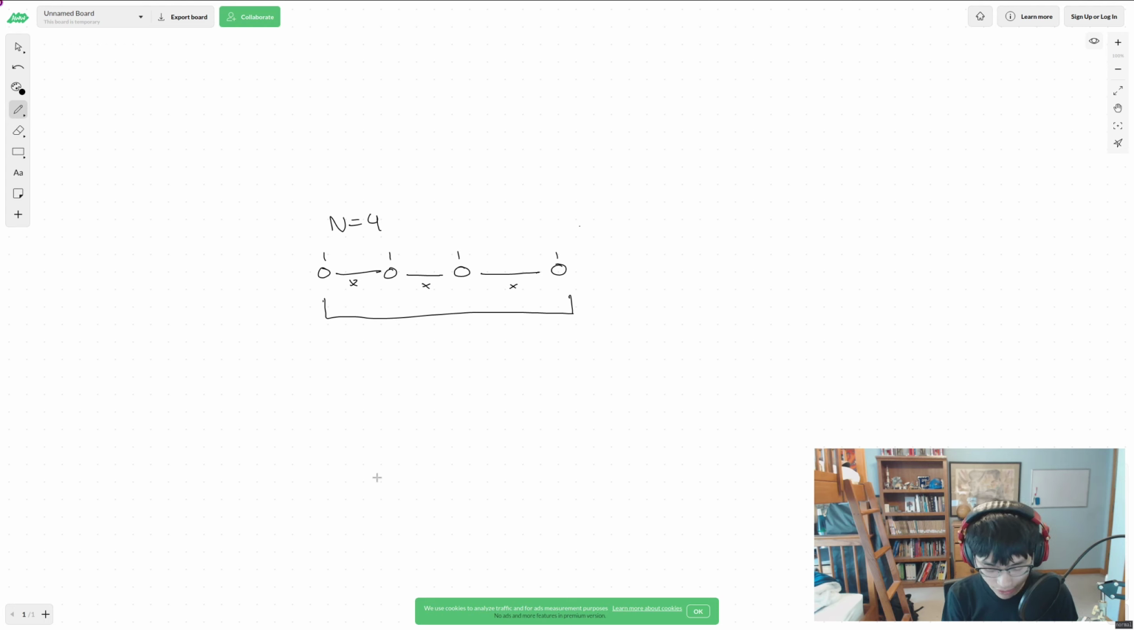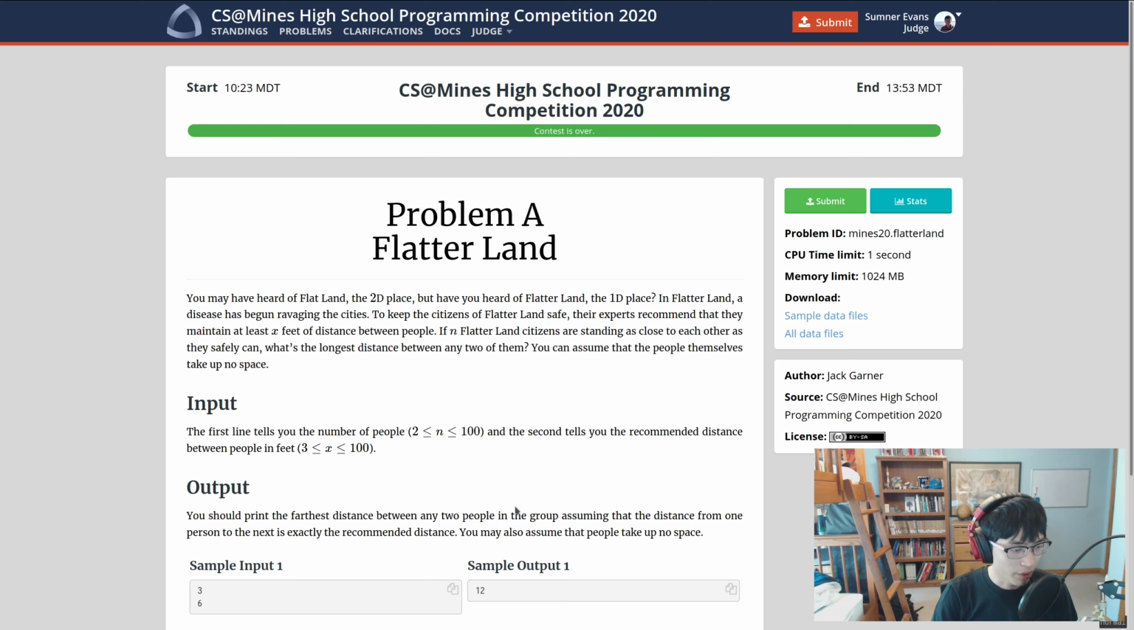If n was 5, then we would have another x, and we'd have 4x. So this is the concept, and this holds for all cases. Another way of thinking about this is that you're just counting the number of gaps between the people and multiplying that by the recommended distance. Okay, so we'll go back. I'll just code this up very quickly.